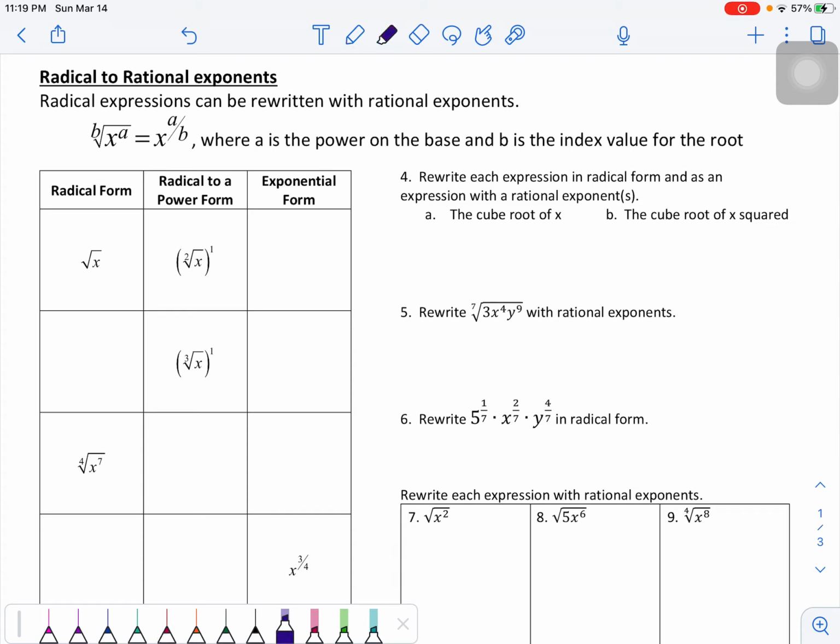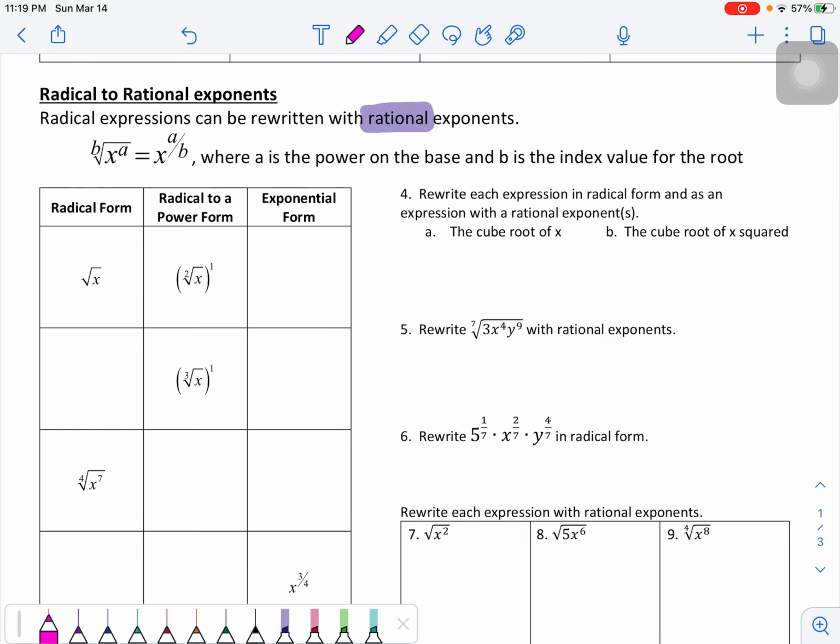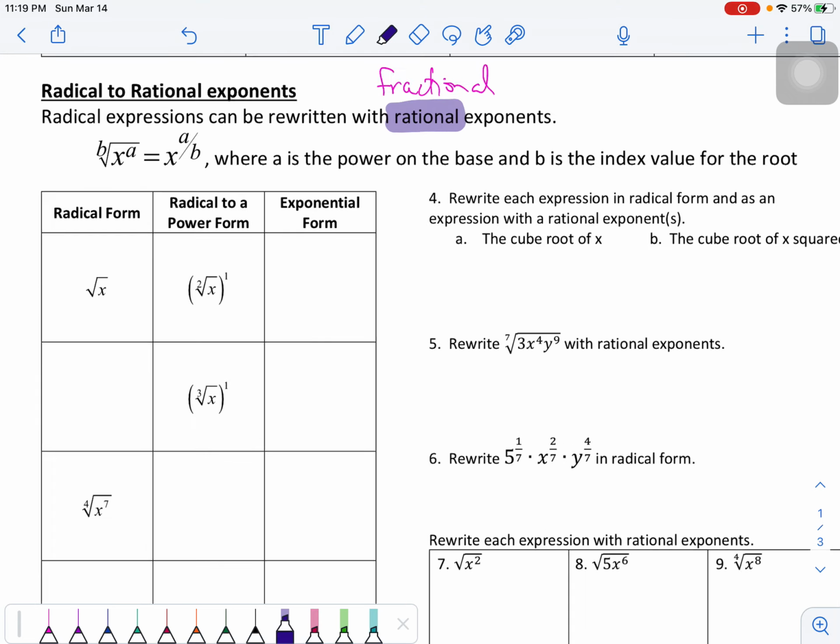Now, rational exponents, just so you remember, rational is any number that can be written in the form a over b. So oftentimes you will see this as fractional exponents. Now, don't get weirded out about the fractions. It's not going to be hard, I hope. Okay, just kind of follow along. You'll be okay.